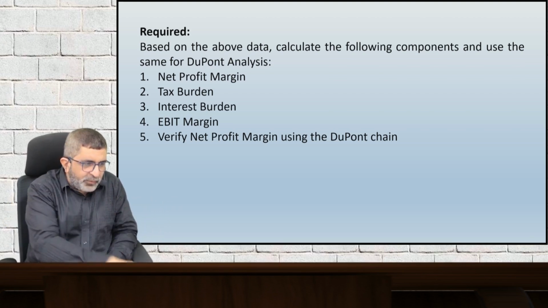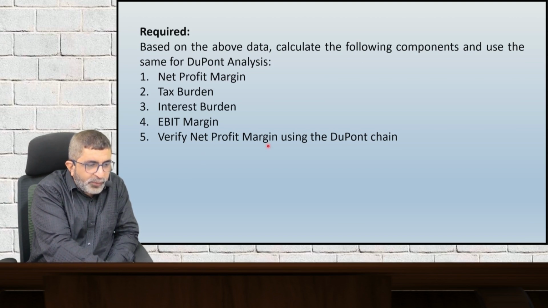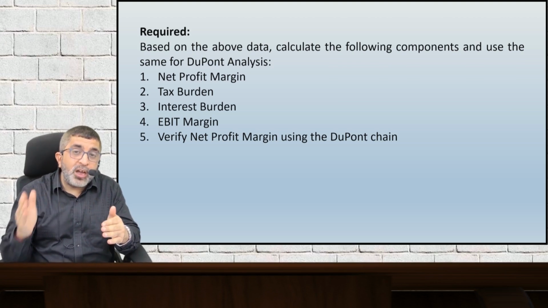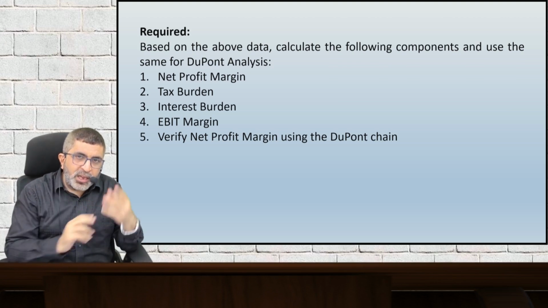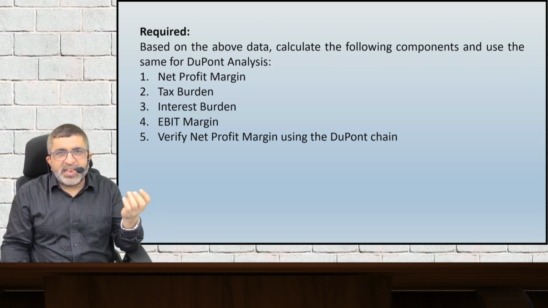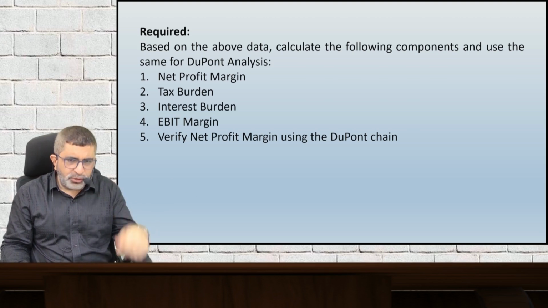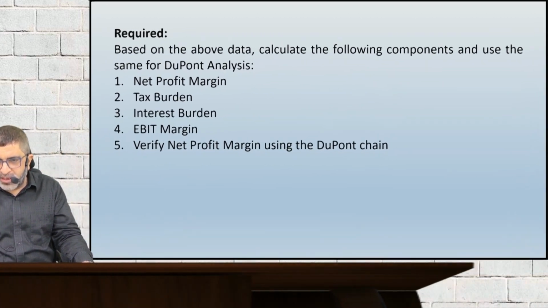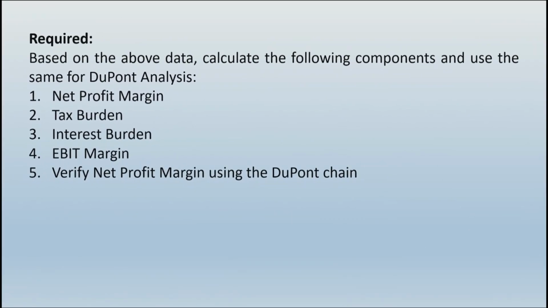So the question is very, very specific. It is asking you to verify the net profit margin using the DuPont chain. So they are just asking you the breakup of the net profit margin into three components: tax burden, interest burden, and EBIT margin. So what we have just learned some time back, we can apply that over here. So let's begin with the solution to this example.